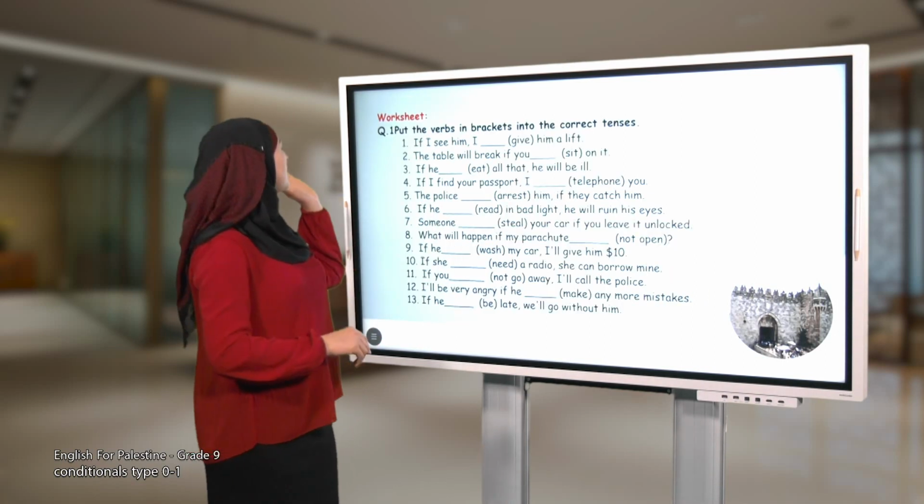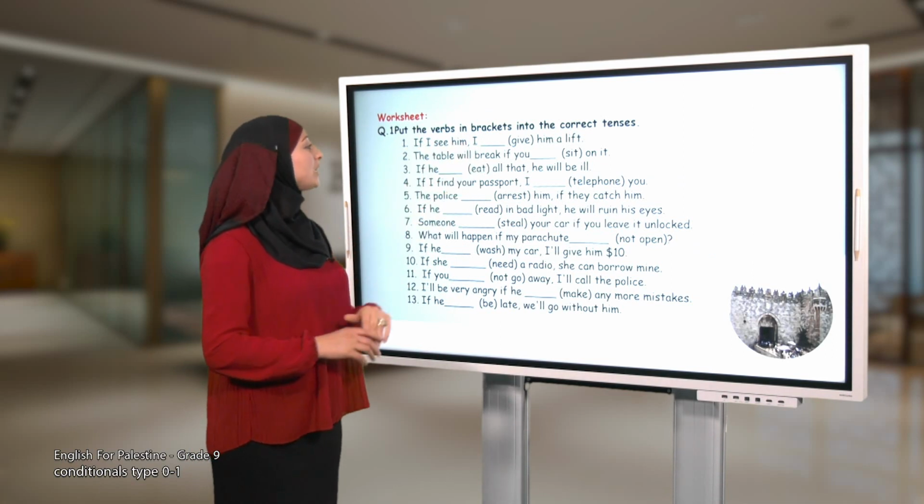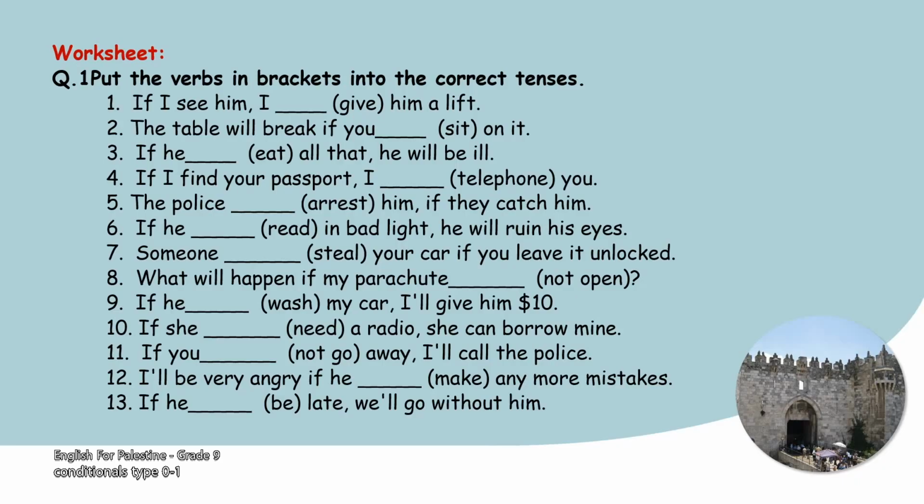Question number 1. Put the verbs in brackets into the correct tenses. Sentence number 1. If I see him, I give him a lift. Number 2. The table will break if you sit on it. Number 3. If he eat all that, he will be ill. Number 4. If I find your passport, I telephone you. Number 5. The police arrest him if they catch him. Number 6. If he read in bad light, he will ruin his eyes. Number 7. Someone steal your car if you leave it unlocked.